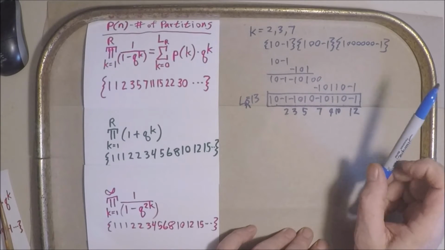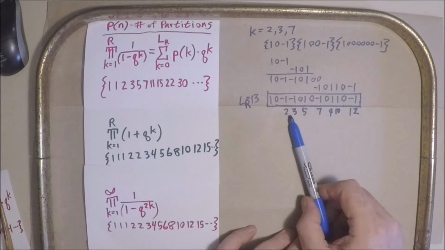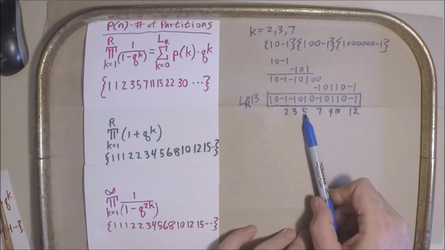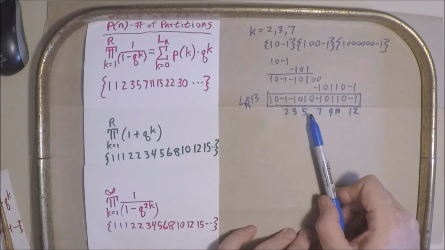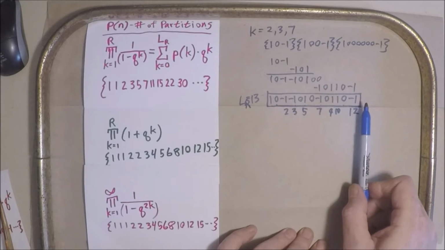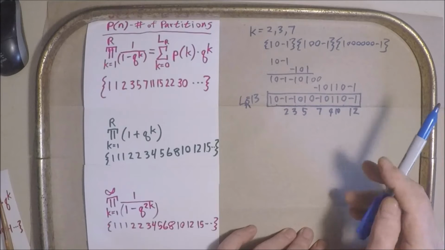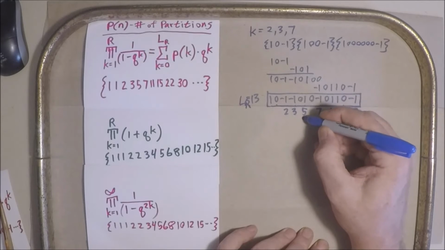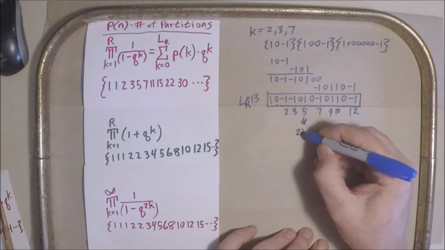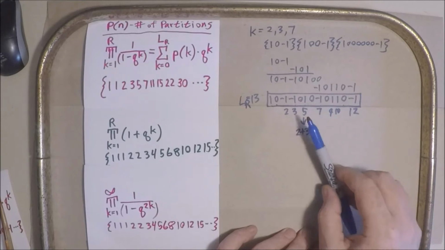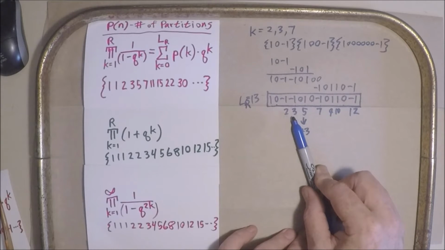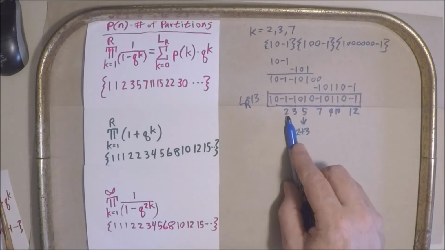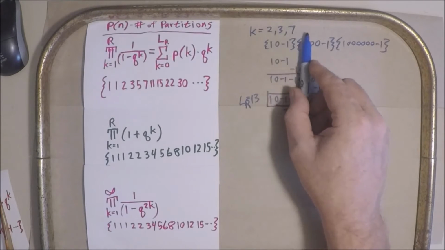And notice the correspondence. Well, we got 2, 3, and 7, and we've got negative 1s for those. And here we have this 5 with a positive 1. And here 9 and 10 with positive 1s. And here 12 with a negative 1. So what's going on? Well, long story short, essentially it's because 5 equals 2 plus 3, and this is just like the Mobius function.